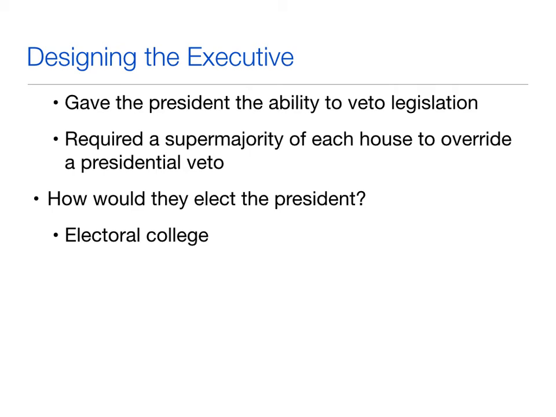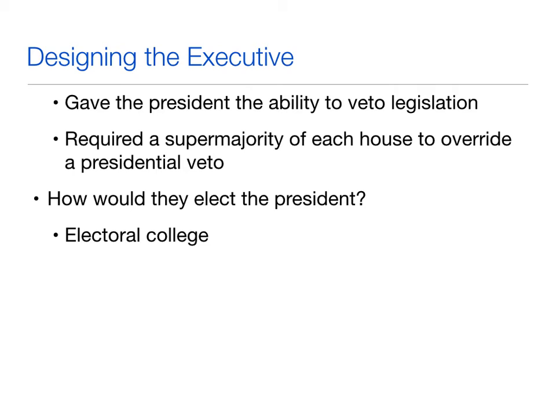Now, if someone does not win a majority of the Electoral College votes, our Constitution, this compromise that was set up, says the vote goes to the House of Representatives. So if the Electoral College doesn't work to elect a president, then if no one gets a majority of Electoral College votes, it goes to the House of Representatives, and they elect the president.